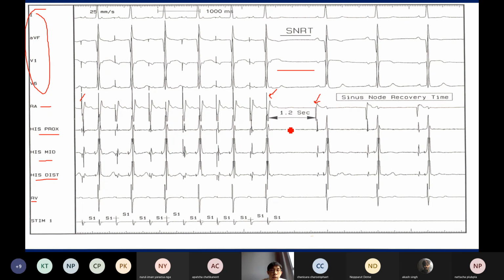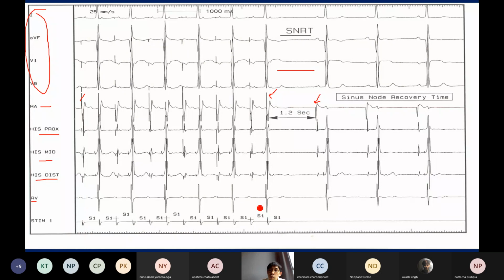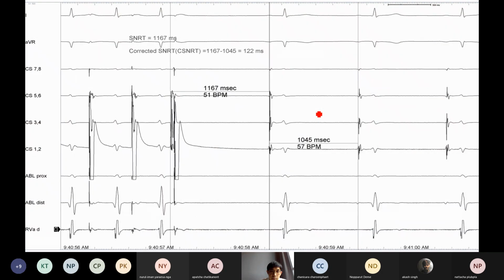Here it is 1200 milliseconds, which is normal for sinus node recovery time. The sinus node recovery time should be less than 1500. We can also calculate the corrected sinus node recovery time by using this number minus the normal cycle length.